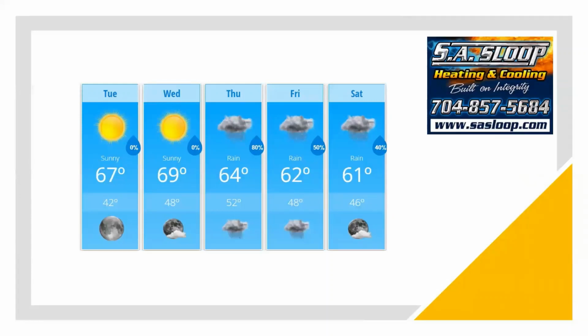Today we'll see sunny skies, high of 67. Clear skies this evening, low of 42. Again, remember, it's going to be breezy out there. Sustained winds of around 10 to 15 miles an hour out of the northeast, with gusts as high as 25 miles an hour. On Wednesday, we'll see sunny skies, high of 69. Mostly clear skies Wednesday evening, low of 48.